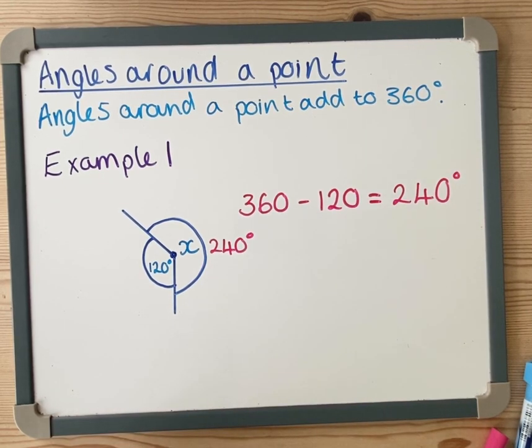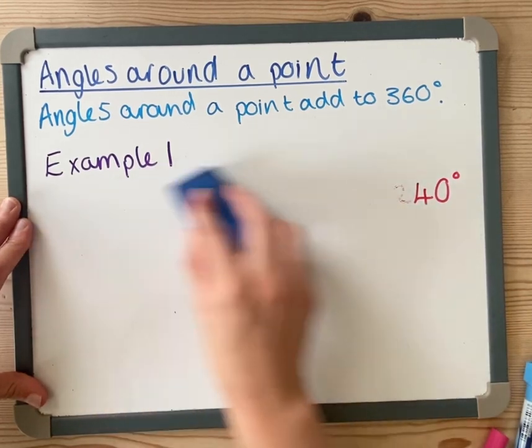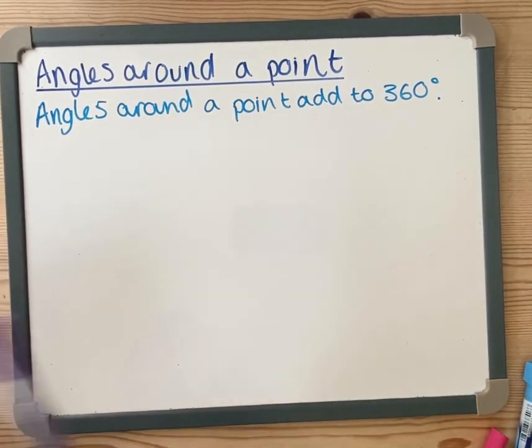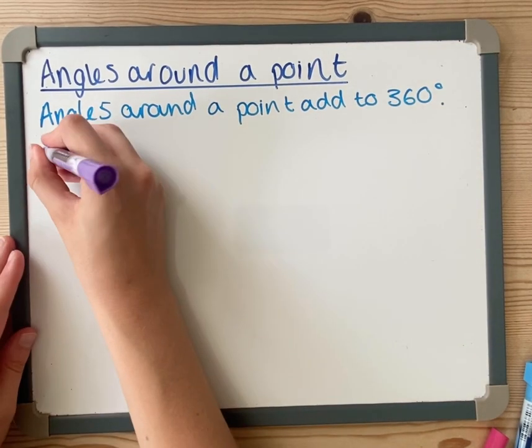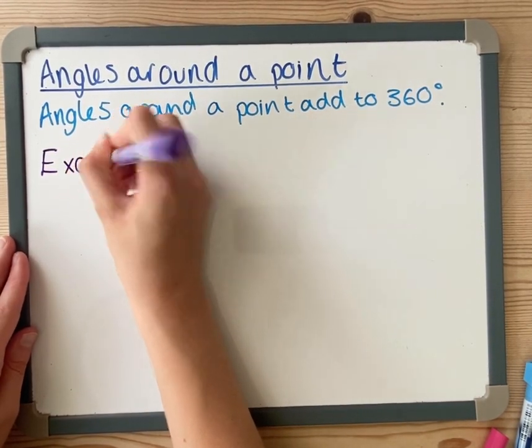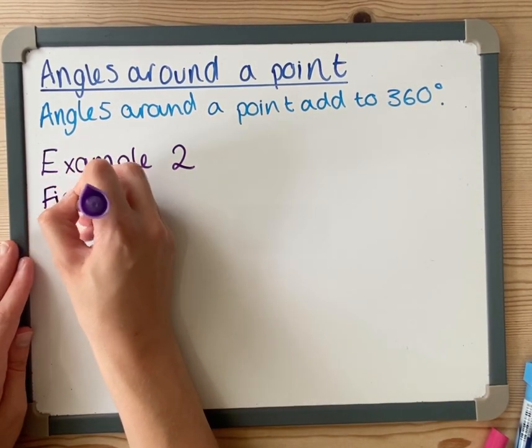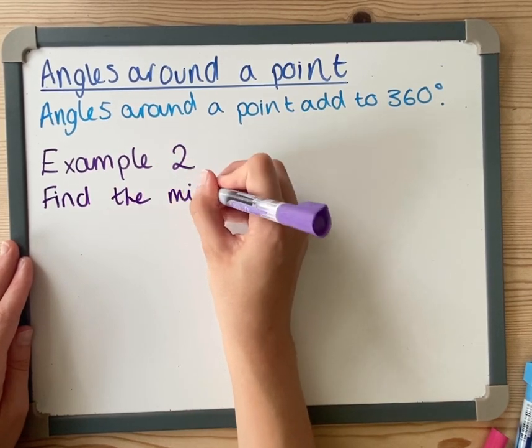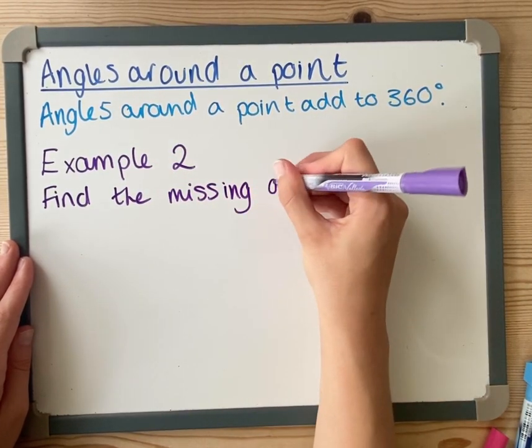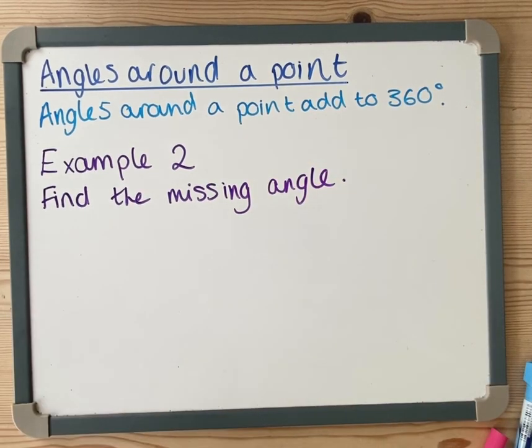Okay, that is our first example. If you need to pause it, that's fine, do that, and then write it down, come back to it in a minute. Okay, we're going to move on to example number 2. So, if you could write at the top, example 2. And we are going to find the missing angle. Okay, so I've got my point there.